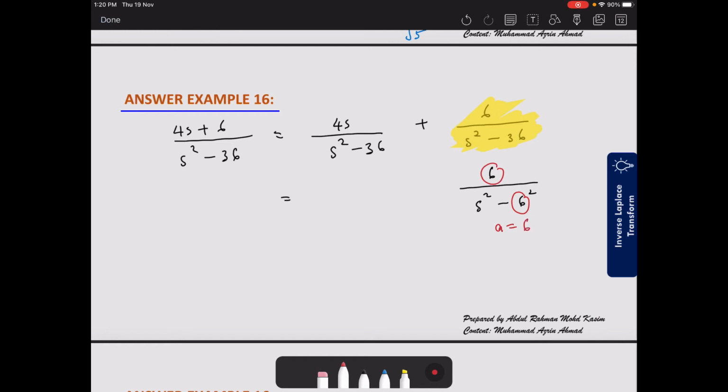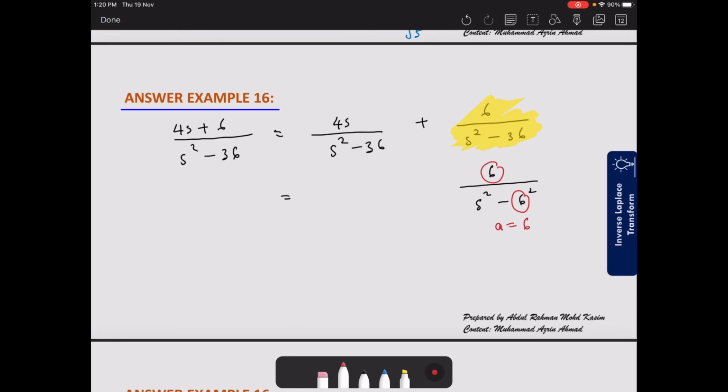So look at here, we have a, and then we have s squared minus a squared. So it's under the category sine hyperbolic. Sine hyperbolic at, so your a now is 6, so sinh 6t. So very clear for the second term. What about the first term?